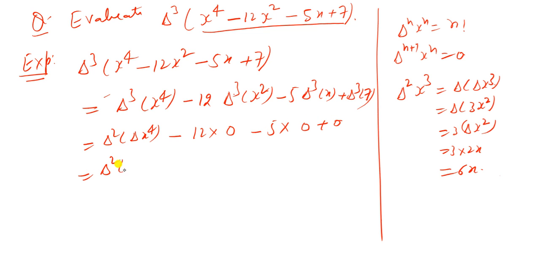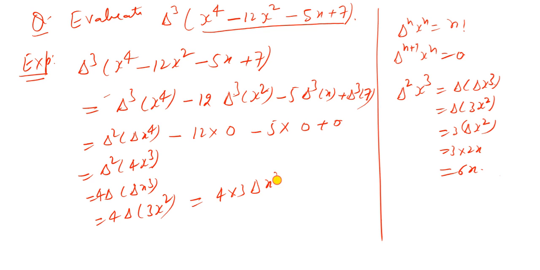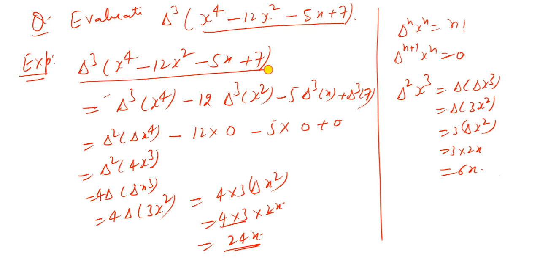So Δ² Δ of x⁴: Δ of x⁴ is 4x³, and 4 times Δ of x³ is 3x², so 4 into 3 Δ of x². So 4 into 3 Δ of x² is 2x. So this is 4 times 3 is 12, 2 times 12 is 24x. So the value of the given expression is equal to 24x. So this is the value of the third order forward difference of the given polynomial.